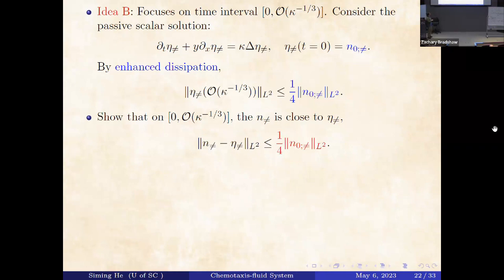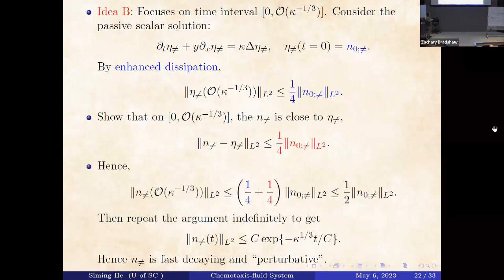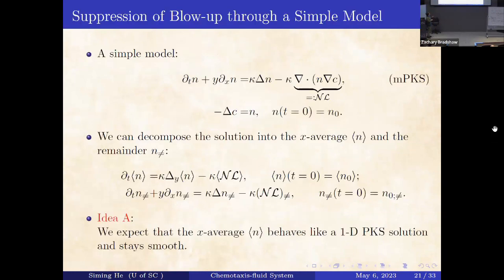Okay, so now you can do the nonlinear enhanced dissipation. You just add these two up. At the time kappa to the minus a third, you add these two up, and now you get a half. So basically, your nonlinear solution will decay to half of its original value within time kappa to the minus a third, and now that's the enhanced dissipation, nonlinear enhanced dissipation. And now we rigorously justify that n not equal is fast decaying and hence perturbative. And now our previous claim that the n bracket is smooth can be justified.